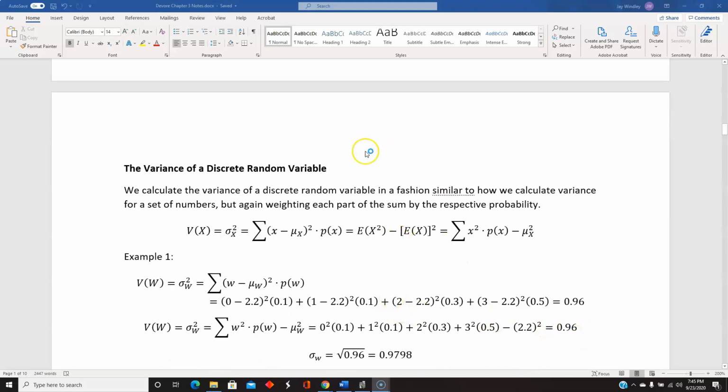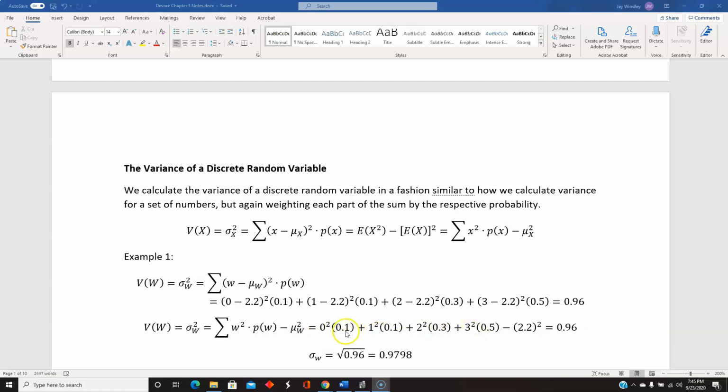The alternate version of the formula over here, you can sum the values of our variable squared times the probability. So 0 squared, 1 squared, 2 squared, 3 squared, and each of those times their probabilities.